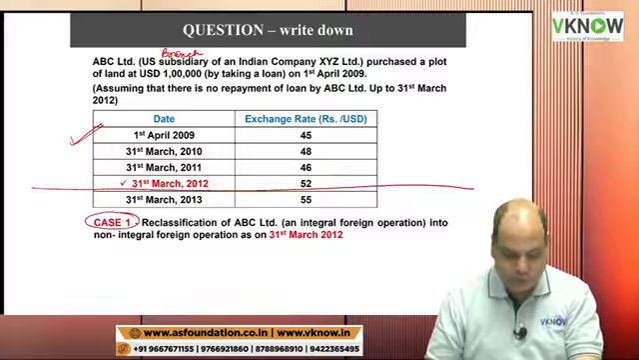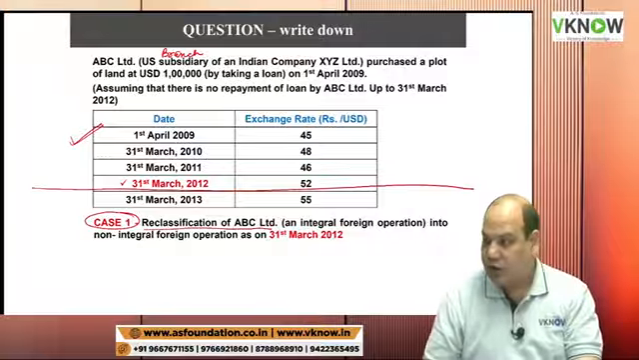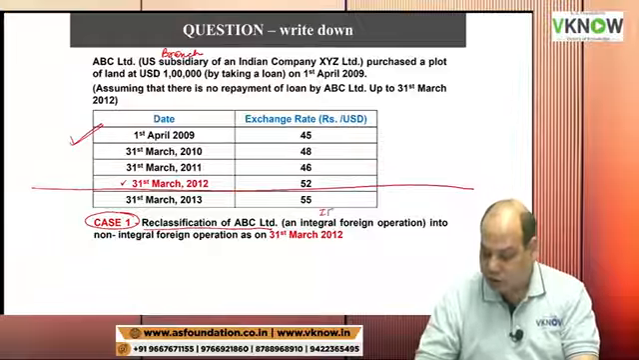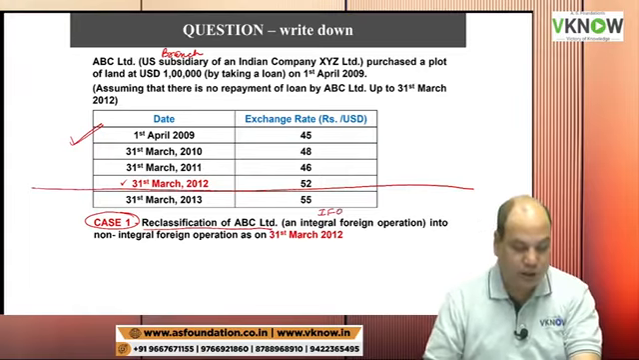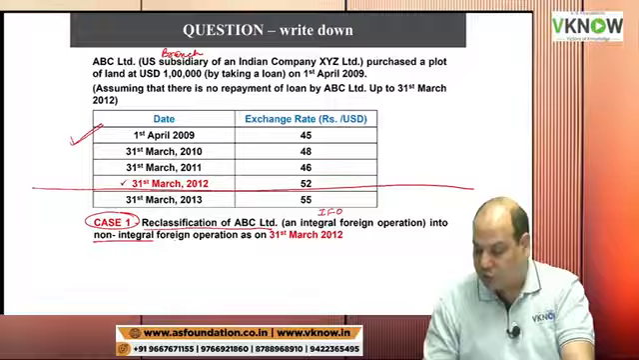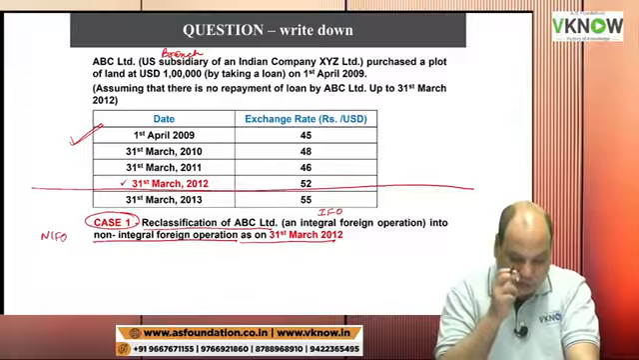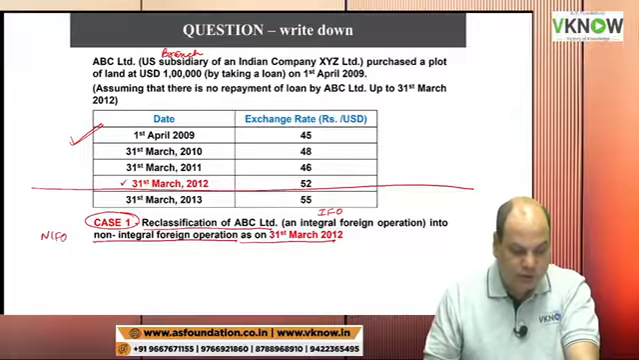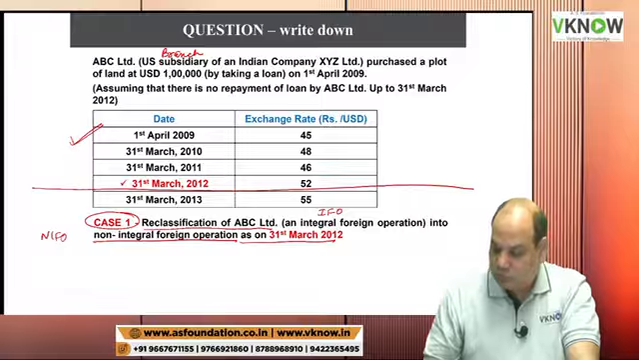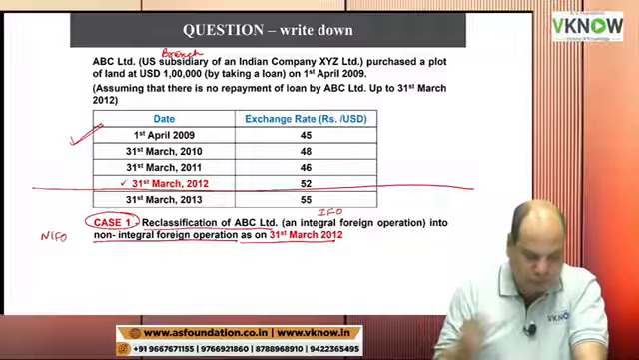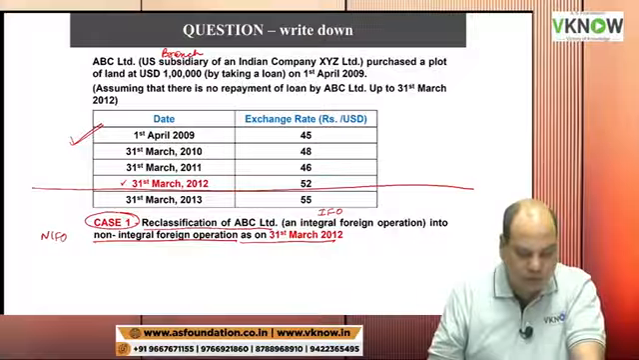Case 1. Write down reclassification of ABC Limited, an integral foreign operation. In short, you can write IFO to save time. An integral foreign operation to NIFO, non-integral foreign operation, as on 31st March 2012.